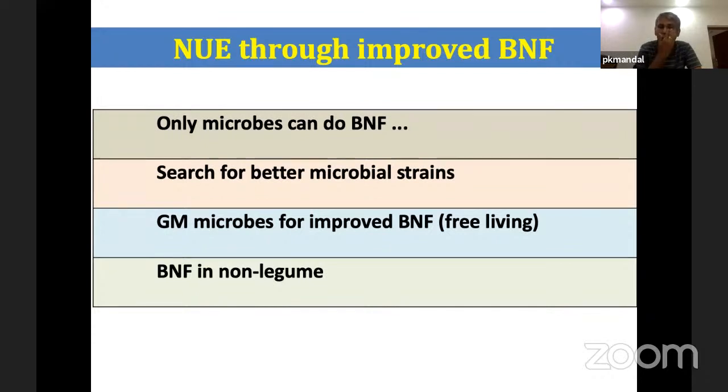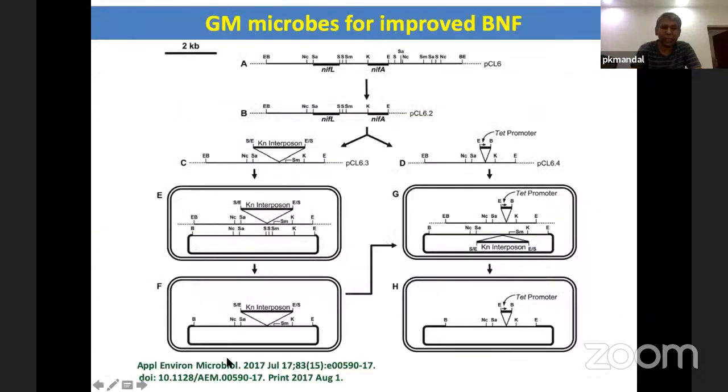In our lab itself, we have a project on biological nitrogen fixation. There we are trying to make the rice plant which can actually fix nitrogen like legume. I'll come to how we are doing that. So this is one of our papers. It has been published in one of the journals, Applied and Environmental Microbiology.